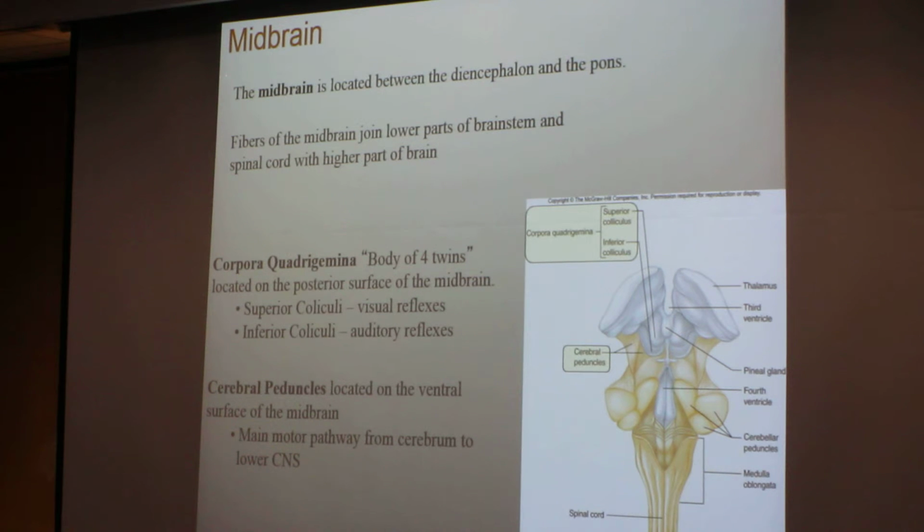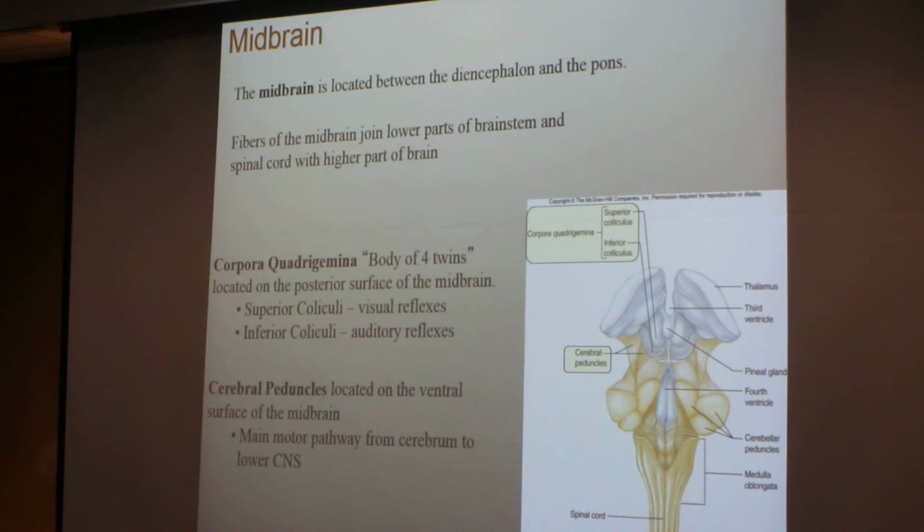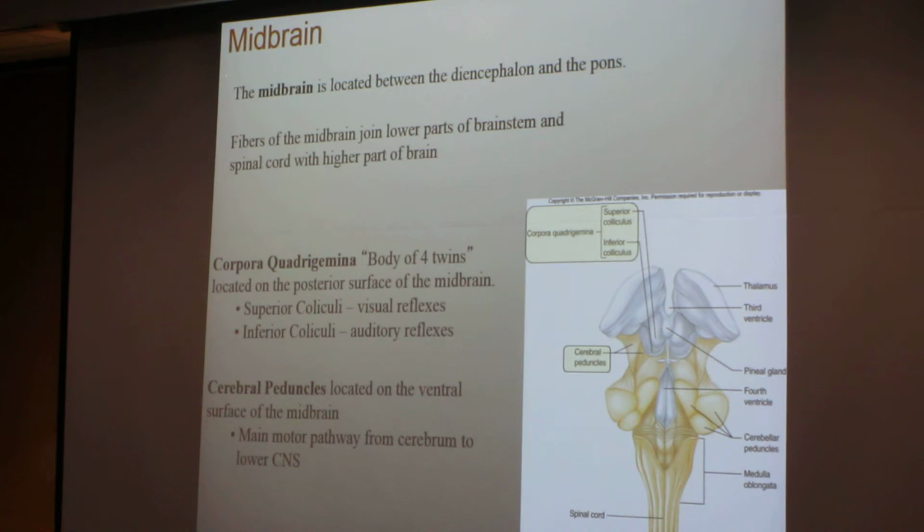Corpora quadrigemina, body of four twins, located on the posterior surface of the midbrain. The superior colliculi have the visual reflexes, and the inferior colliculi the auditory reflexes. The cerebral peduncles, located on the ventral surface of the midbrain, are the major pathway from the cerebrum to the lower central nervous system.